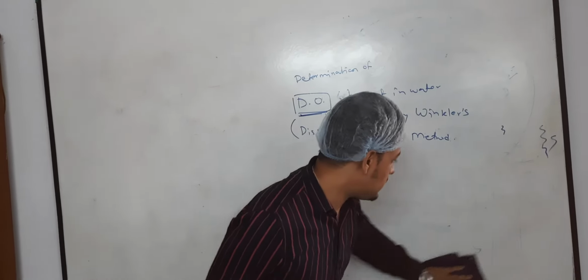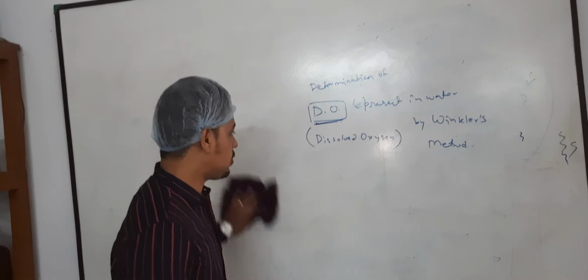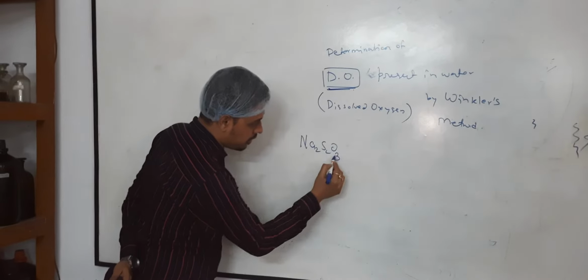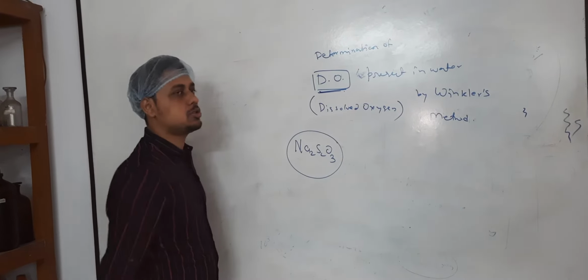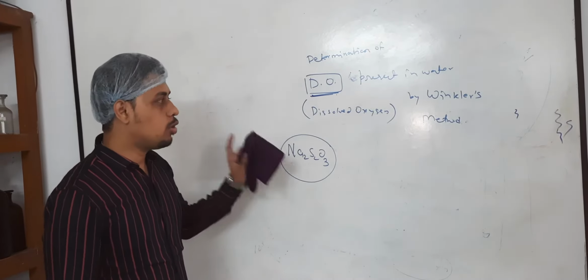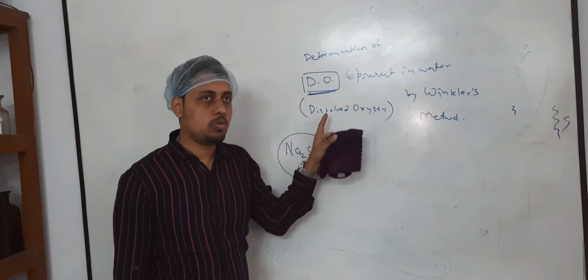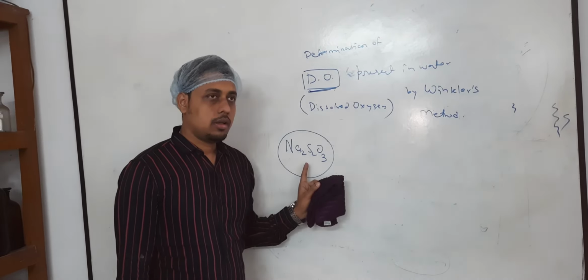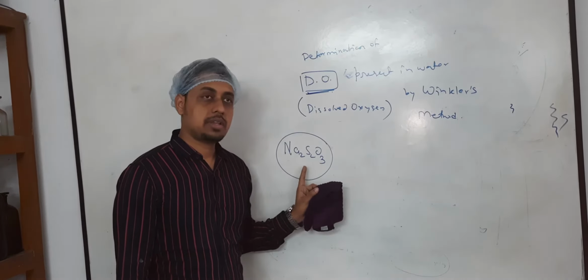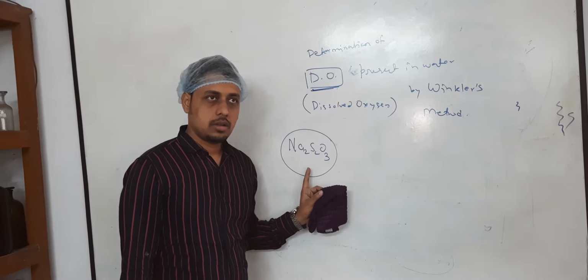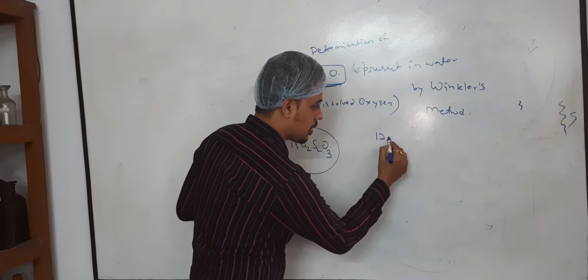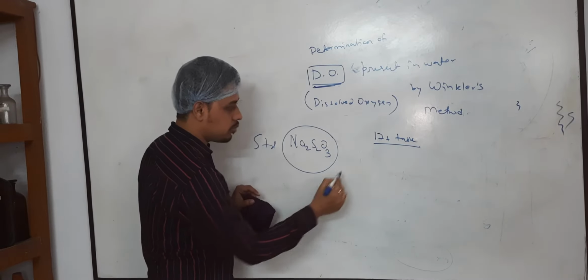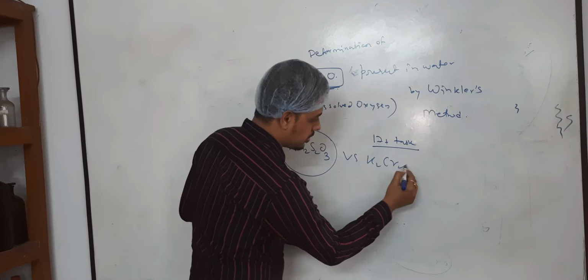DO estimation is a very critical process. For this, first of all, we need to use this chemical. This is sodium thiosulfate. And you know that we estimate DO with the help of iodometry. That means in an iodometric experiment, sodium thiosulfate is a secondary standard. So what is our first task? Our first task will be to standardize sodium thiosulfate with the help of potassium dichromate.